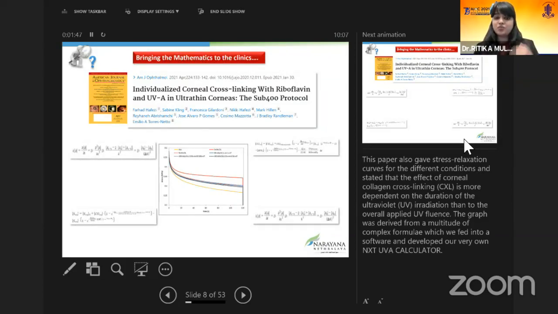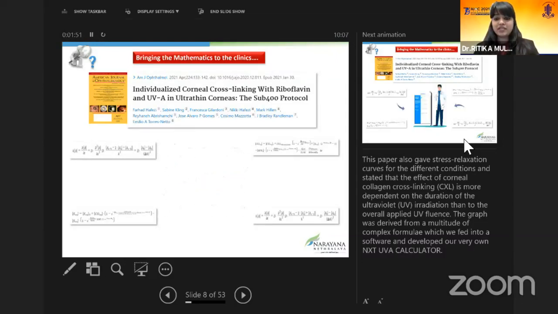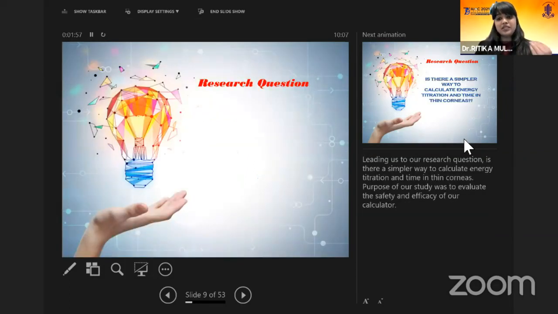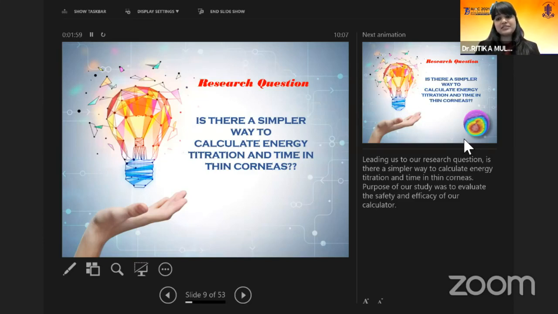We wanted to bring it to the clinics easily. So we made our own complex formula, which we fed into a software and developed our own NXT UVA calculator. This led us to a research question: is there a simpler way to calculate energy titration and time in thin corneas? The purpose of the study was to evaluate the safety and efficacy of our own calculator.